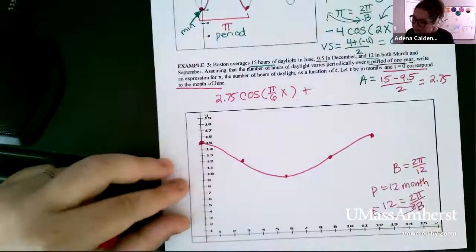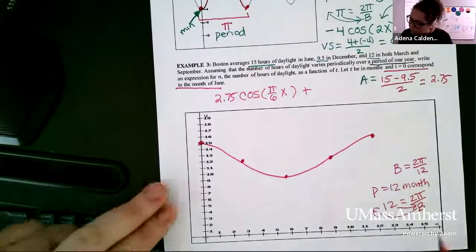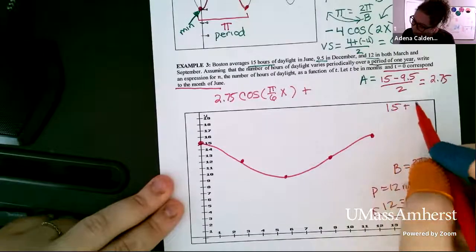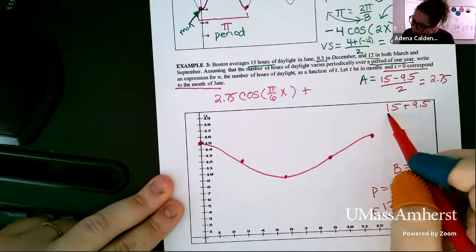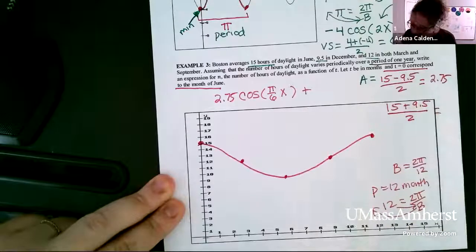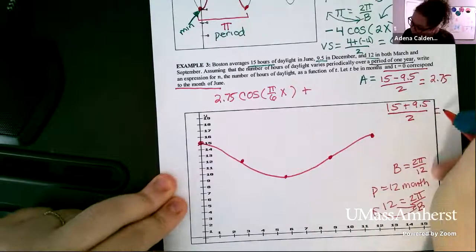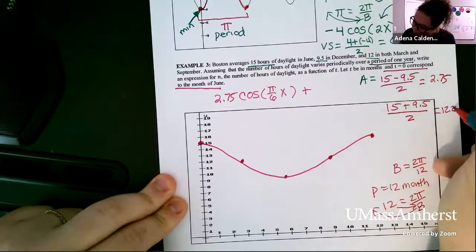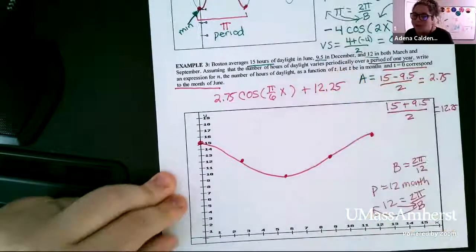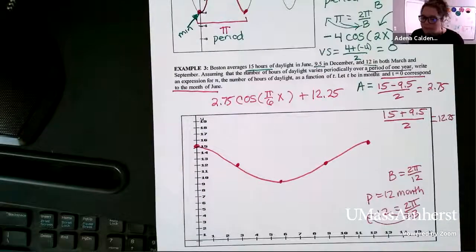And then lastly, I have to figure out the shift. So again, I can add my 15 plus 9.5 divided by 2, and that's going to give me 12.25. So here I'm going to add 12.25. So my function ends up looking like this.